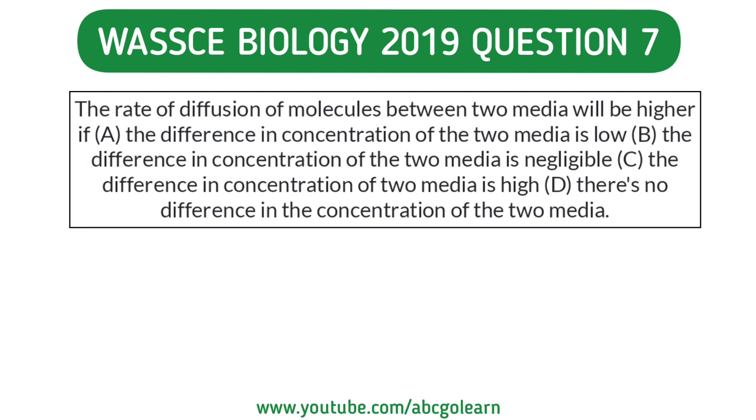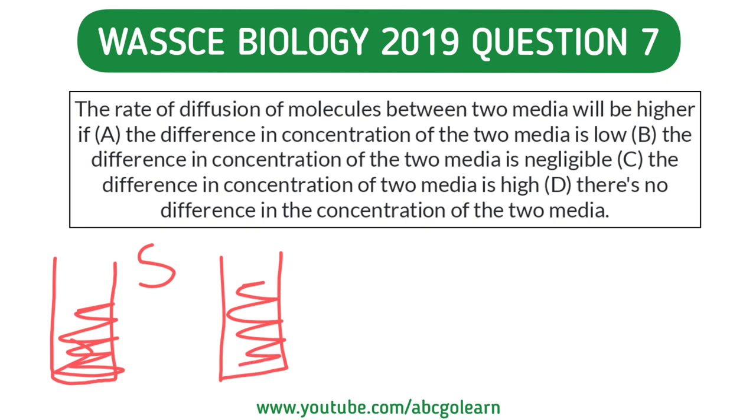Now, diffusion is the movement of gaseous or liquid molecules from a region of higher concentration to a region of lower concentration through the medium of air or liquid. I tell you, if there is no difference in concentration, these molecules will not move at all, because it is just trying to balance the concentration on both ends. Considering a media that has 5 molecules, and another media that has 5 molecules as well, the difference between these molecules and these molecules is zero. So that means the rate of diffusion of the molecules will be zero. There wouldn't be any rate of diffusion at all.